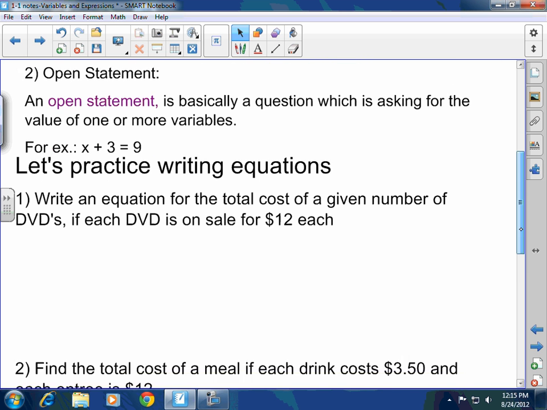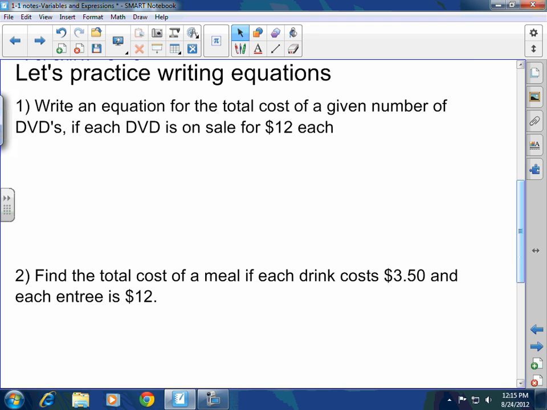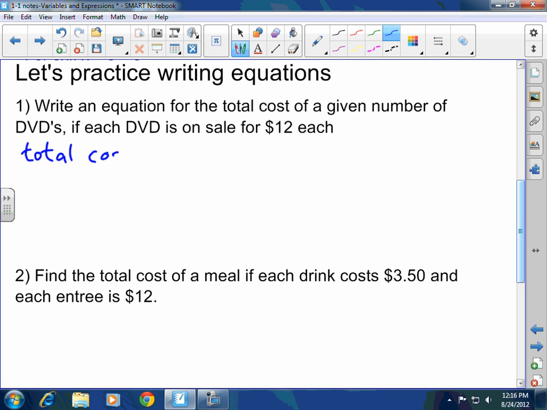Thank you, guys. Okay. Let's practice writing some equations now with equal signs. Write an equation for the total cost of a given number of DVDs if each DVD is on sale for $12. Okay. This is the way I like to work things. I like to label. Total cost here, I'm going to call C. Me, personally, that's what I want to call it. You want to call it something else? I don't care. Just label it, please.